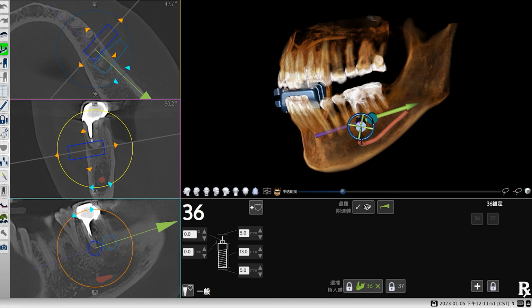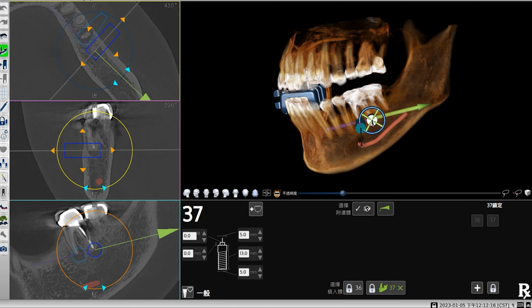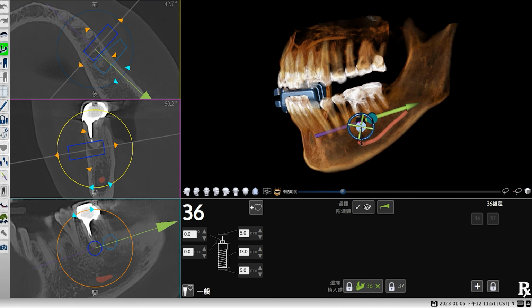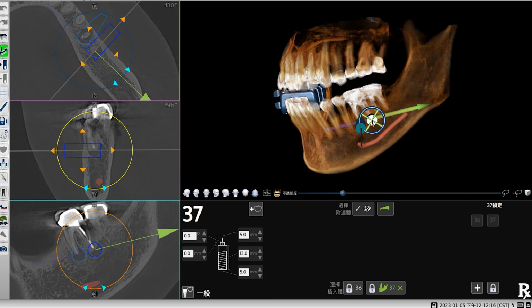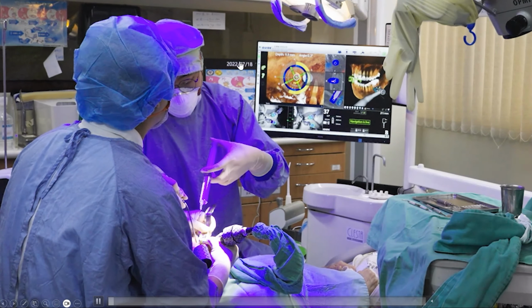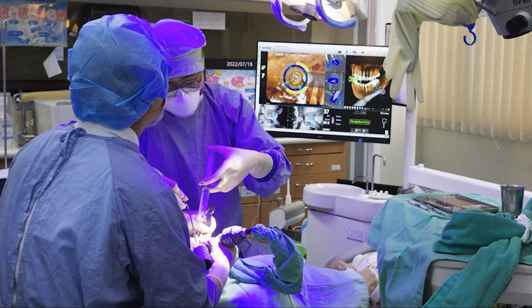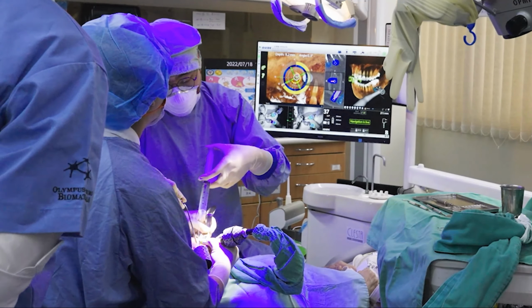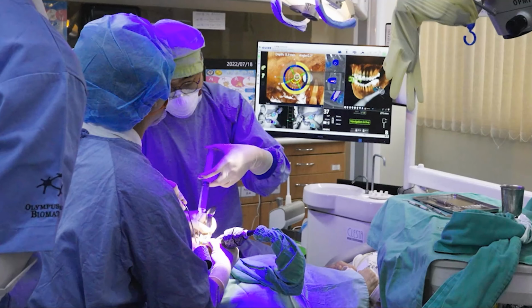So here we do the software planning, and identify both the mesial and distal root. This is the actual video where I'm trying to reach the apical third. As you can see, I looked at the screen rather than the patient.